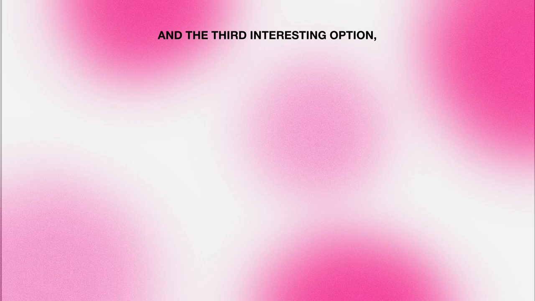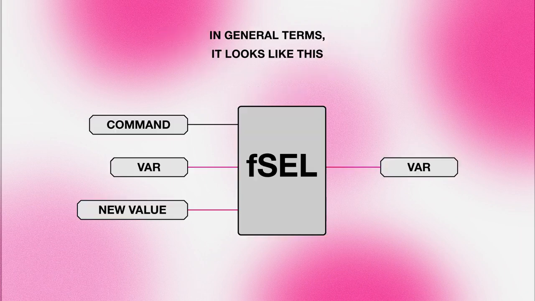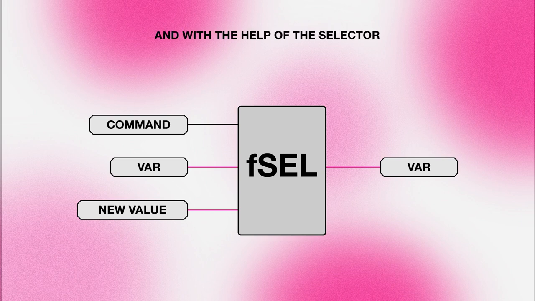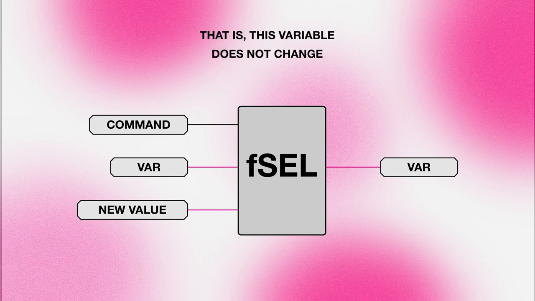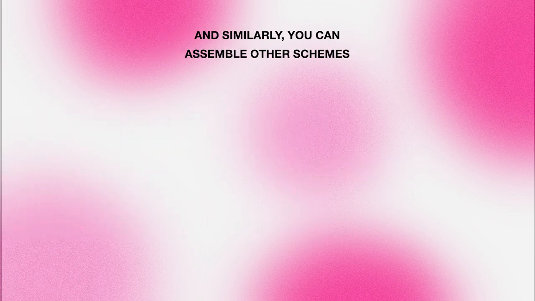And the third interesting option, which is also often encountered, is performing an action by command. In general terms, it looks like this. There is some command, and with the help of a selector, in the absence of this command, we write the variable into itself. That is, this variable does not change. And when the command appears, we update the value of the variable. And similarly, you can assemble other schemes.